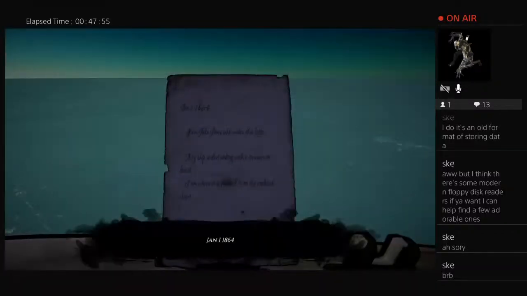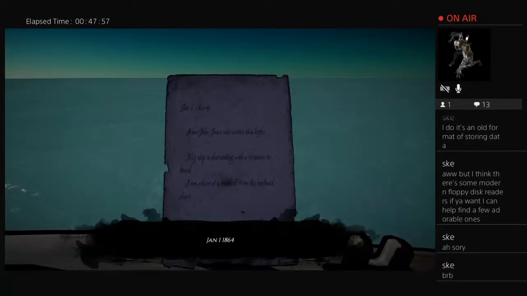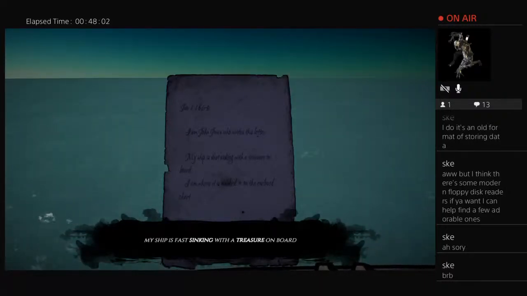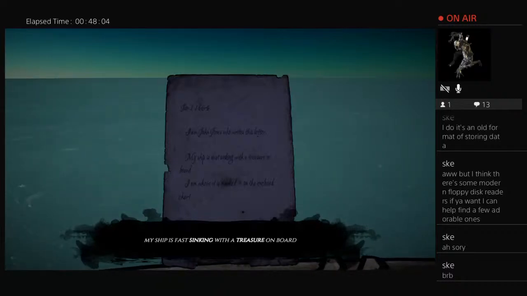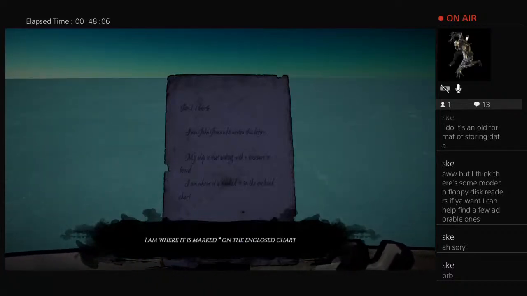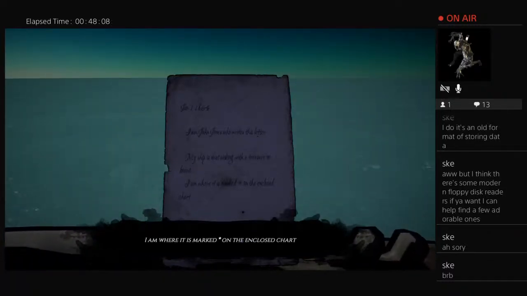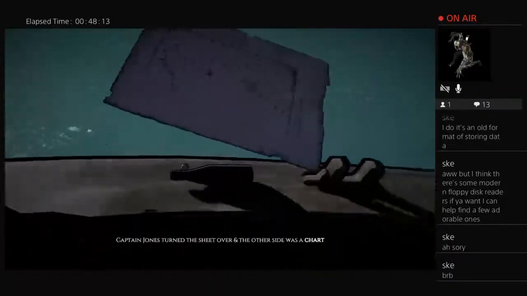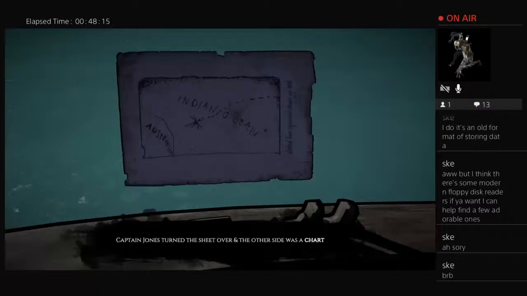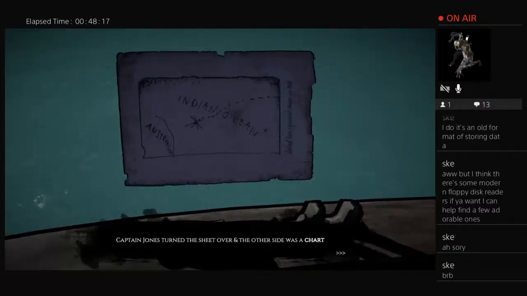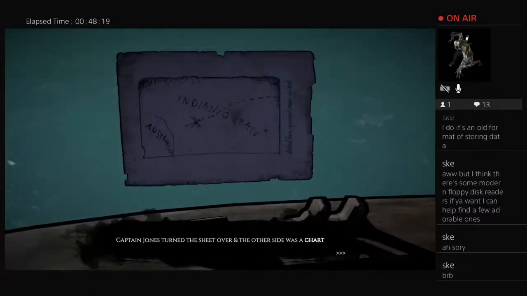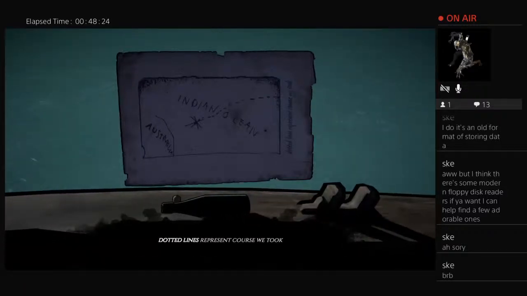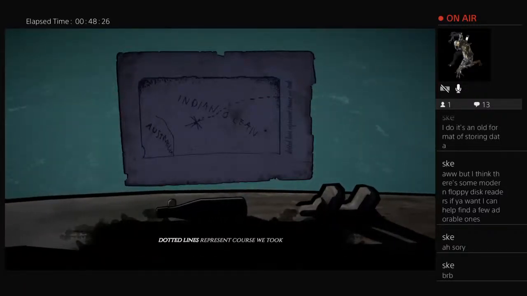1864. I am John Jones, who writes this letter. My ship is fast sinking with the treasure on board. I am where it is marked on the enclosed chart. Captain Jones turned the sheet over, and on the other side was a chart. It's off the coast of Australia. On the edge were written these words. Dotted lines represent course we took.